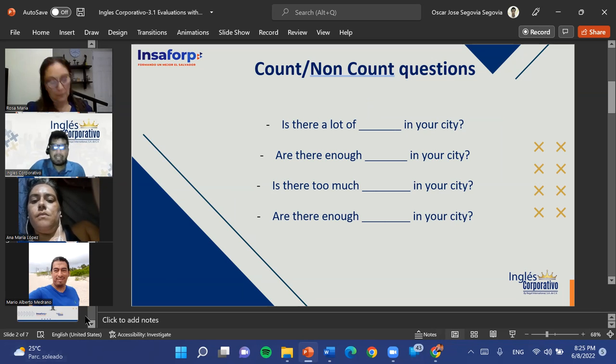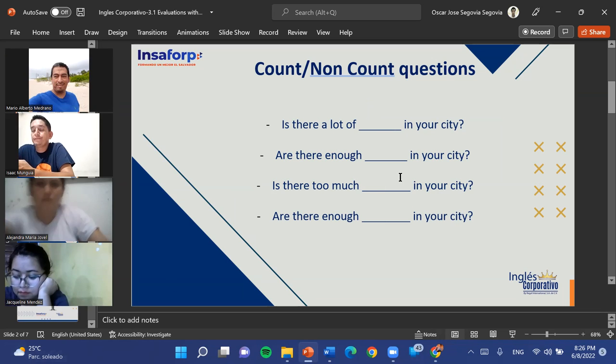que le pregunta a Isaac, are there enough car washes in your city? Sí, o sea, un car wash es un negocio, pero puede ser individualizado uno de otro. Por lo tanto, puede utilizarse, ¿verdad?, como un countable noun. So, are there enough car washes in your city? Entonces, ahí Isaac puede contestar, ¿verdad? No, there is only a few car washes in my city. So I think there is not enough, ¿sí? Or they are not enough.